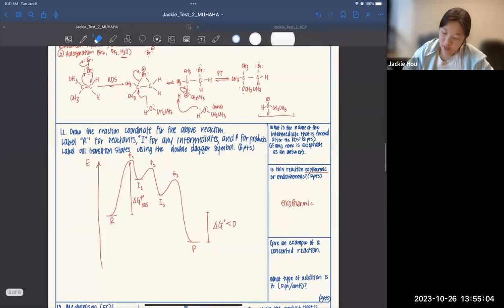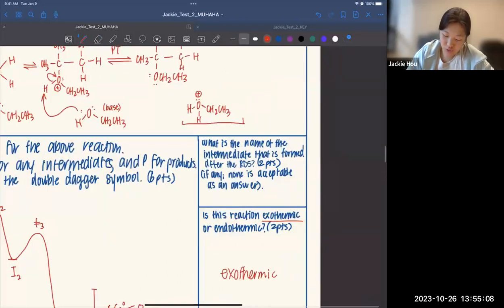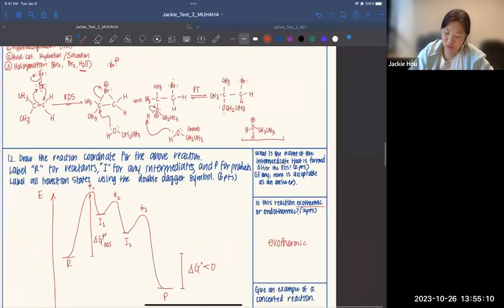So for this specific reaction, the name of the intermediate that is formed after the rate determining step is going to be called a bromonium ion. And it was just something that we talked about in class.